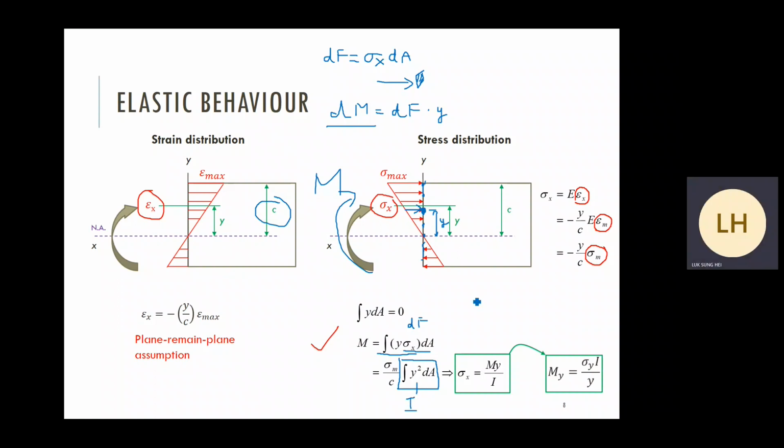This is how we can define this nice number I. We call that moment of inertia. Some textbooks call this moment of inertia. Some call this second order of area, a second moment of area.